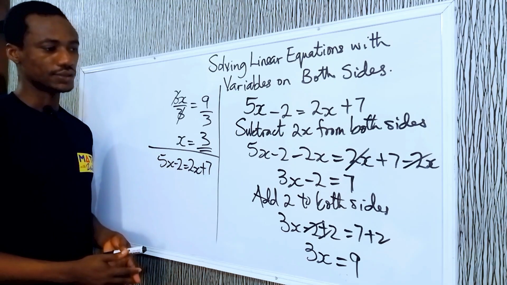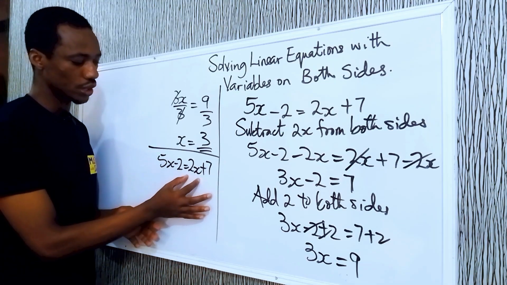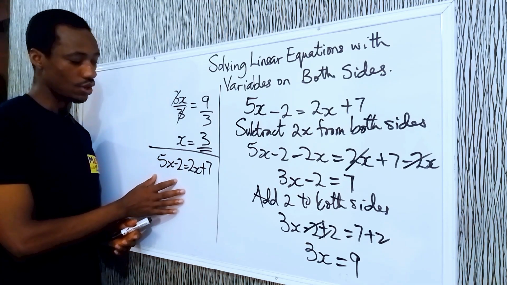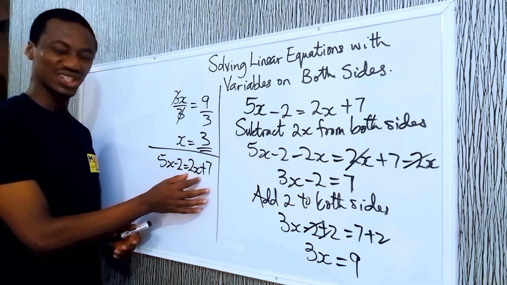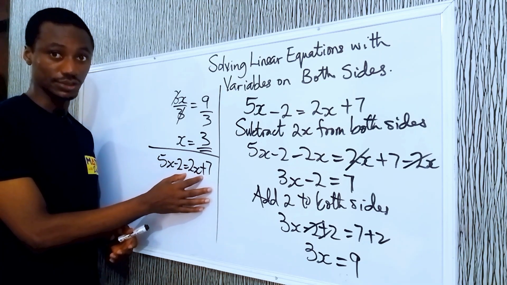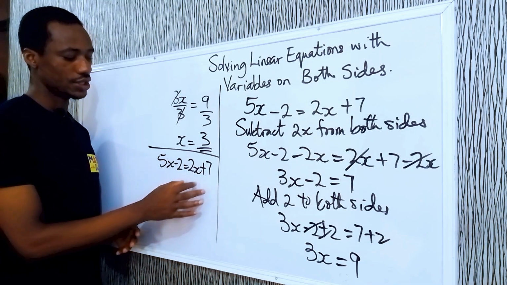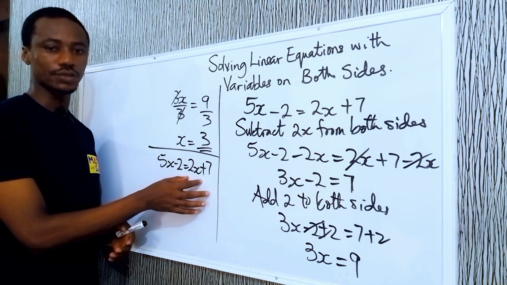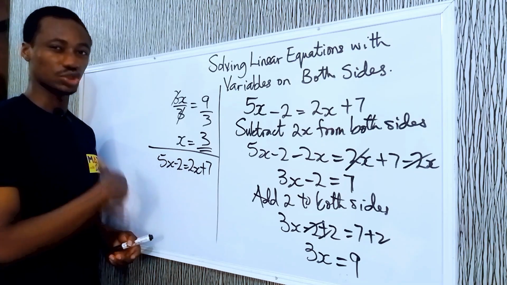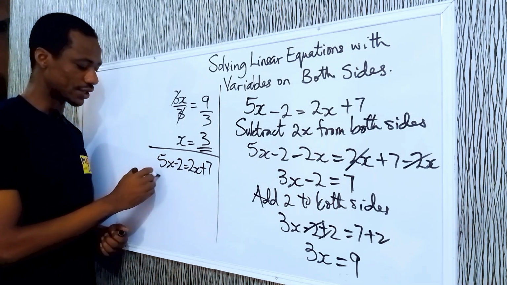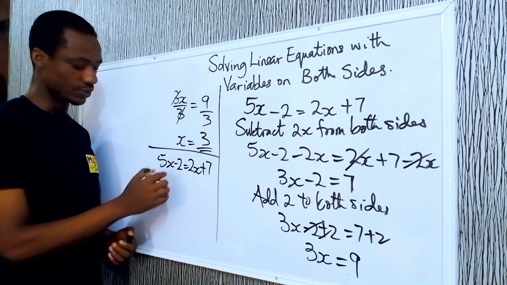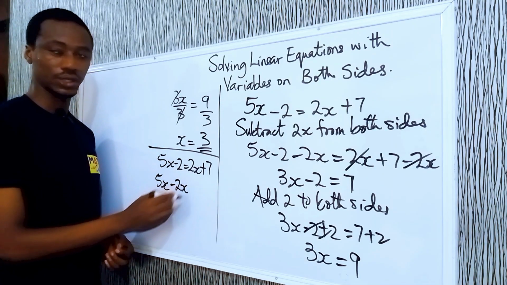So we move the positive 2x to the left hand side. And when we do that, it means we are subtracting from both sides, because the only thing that will take this 2x from here is subtraction. That's why we say when you take a positive term across the equal sign, it becomes negative. So here we already have 5x, and we take this 2x to the other side of the equal sign, and it becomes a negative 2x.